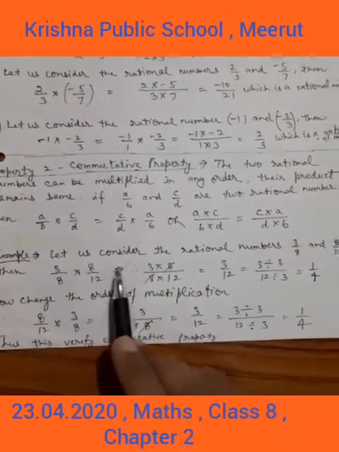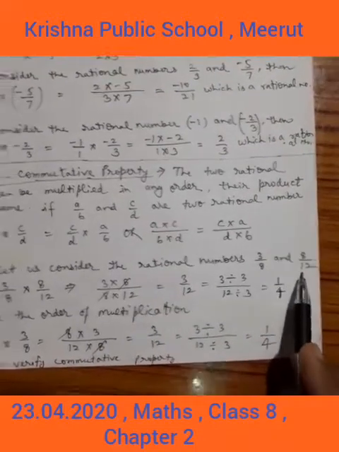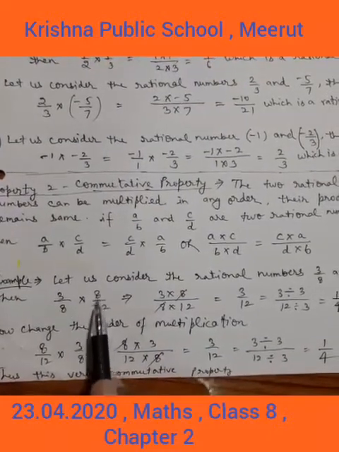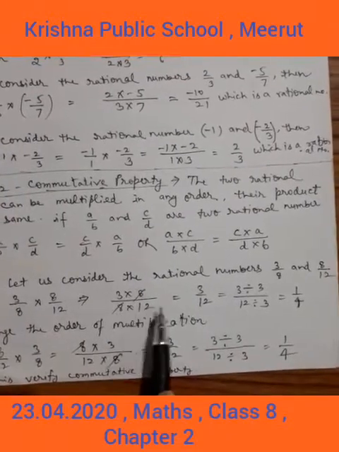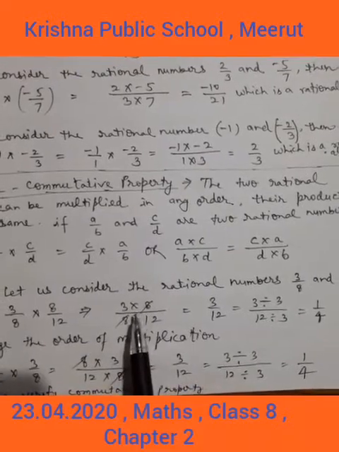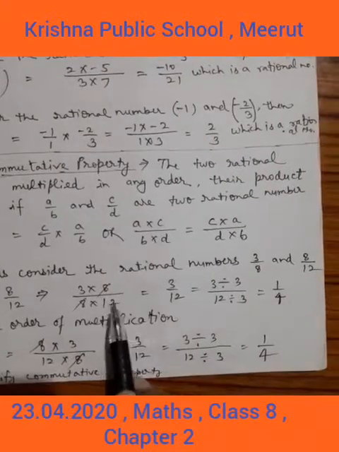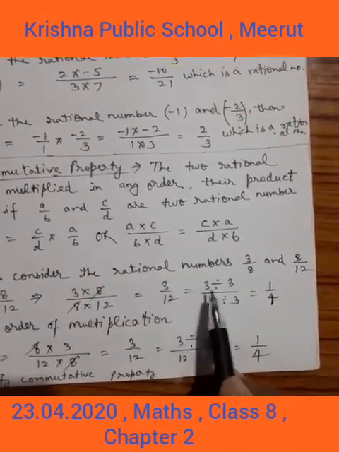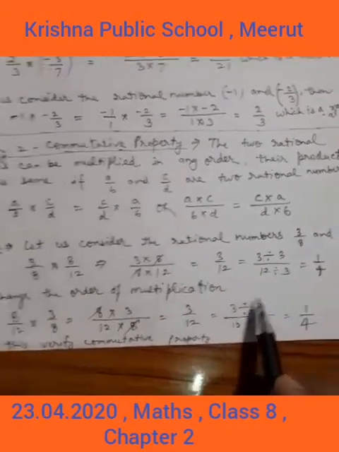For example, let us consider the rational numbers 3 upon 8 and 8 upon 12. Then 3 upon 8 into 8 upon 12 is equal to 3 into 8 upon 8 into 12. In this expression, 8 divides both the numerator and denominator. Then 8 cuts and the remaining is 3 upon 12, and this 3 upon 12 we divide by 3, both numerator and denominator. Then we will get 1 upon 4.